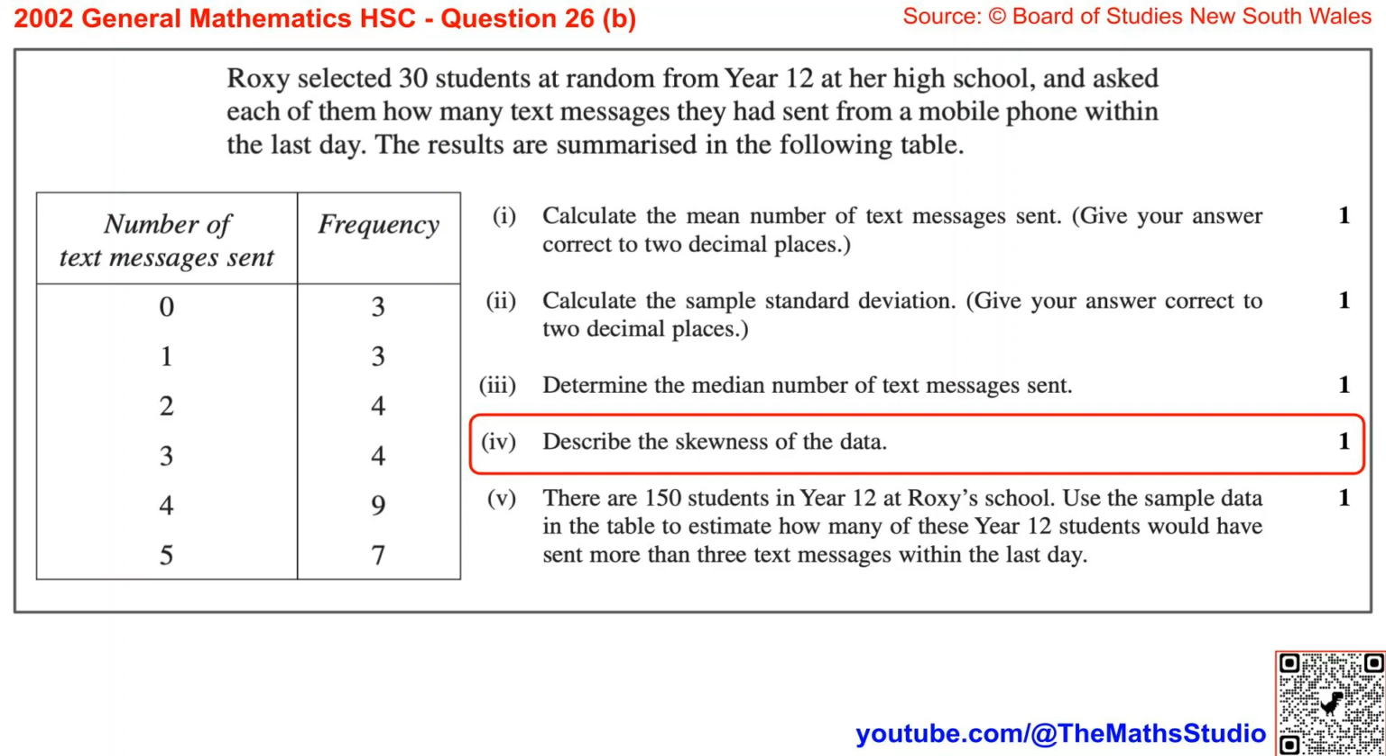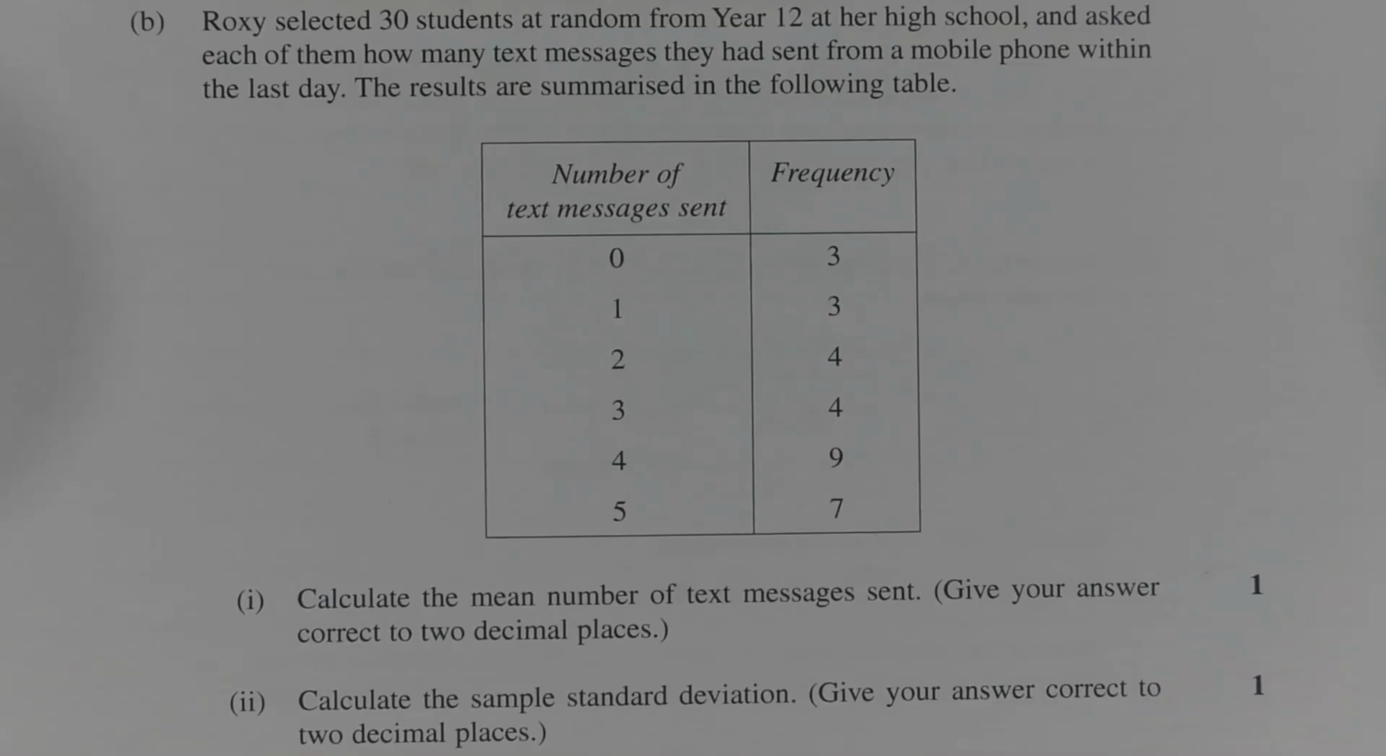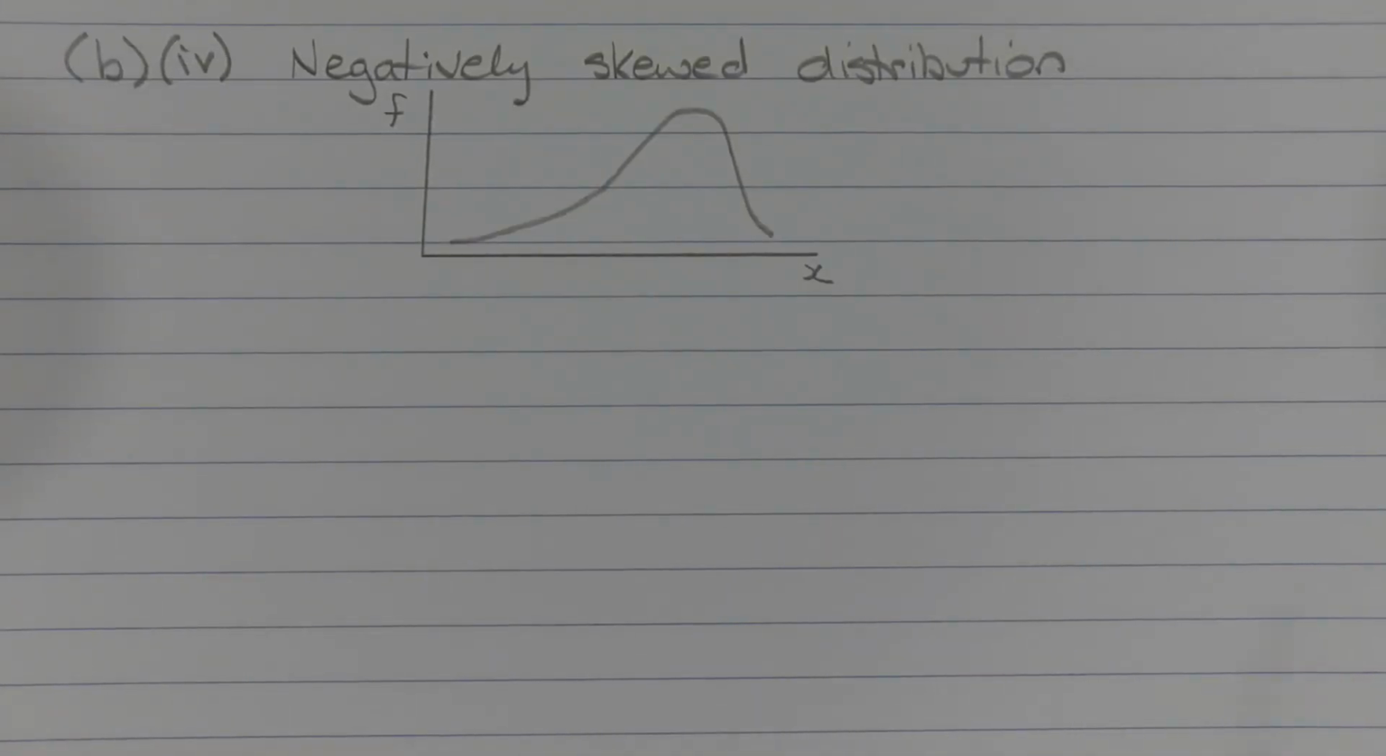Part 4. Describe the skewness of the data. From the table, and in particular analysing the frequency column, we can see that 9 students sent 4 text messages in that day and 7 students sent 5 text messages in that day. Now there are 30 students in this sample, so 16 out of those 30 sent 4 or 5 text messages in that day. So clearly the bulk of the data tends to be down here. That means that the distribution is negatively skewed. There'd be a tail on the left-hand side. So this would be the answer, a negatively skewed distribution, and I've just drawn a quick sketch just for a visual reference.